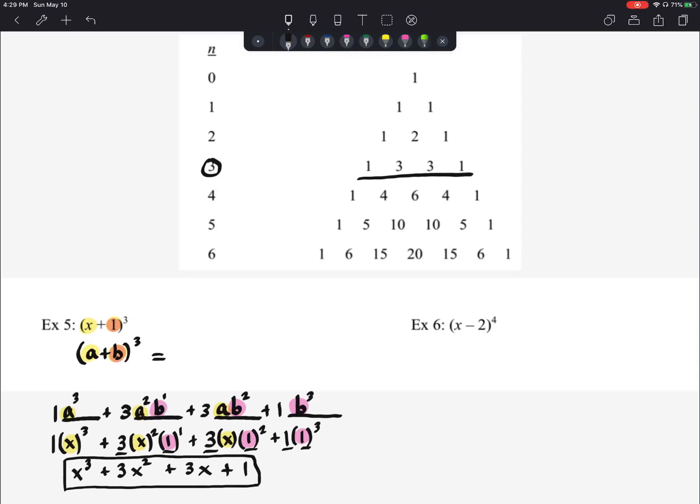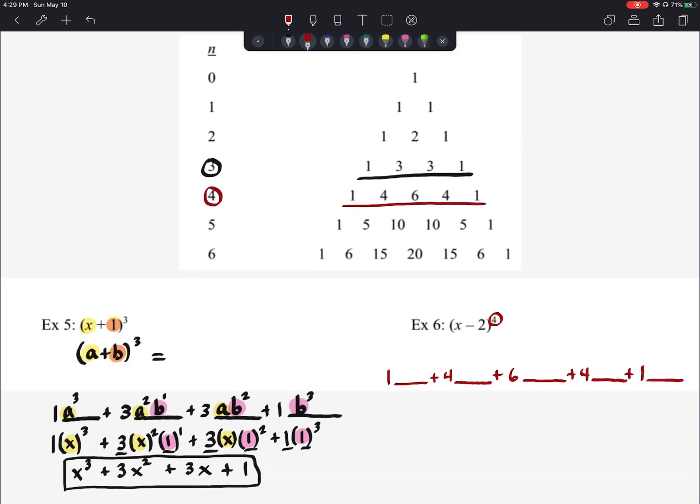Let's try example 6 here. Now we've got x minus 2 to the fourth power. So since it's to the fourth power, we're talking about the fourth row here, which means we're going to have 5 terms. We're going to set it up as 1 times something plus 4 times something plus 6 times something plus 4 times something plus 1 times something.